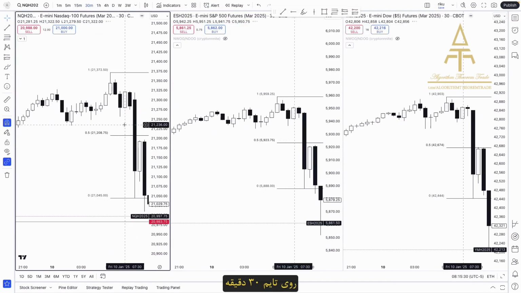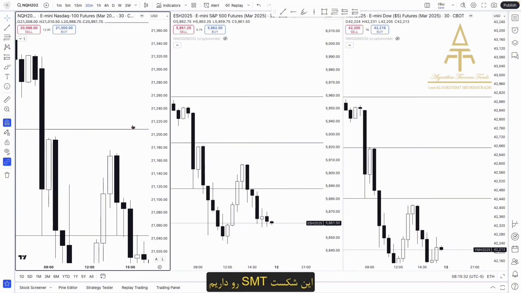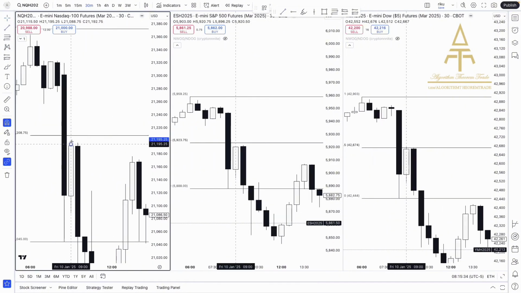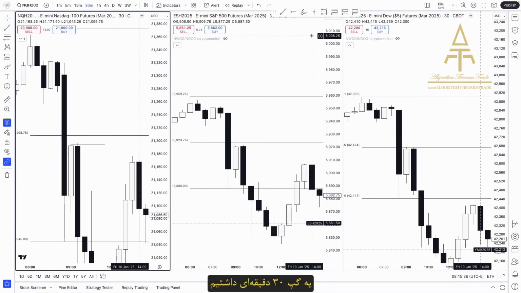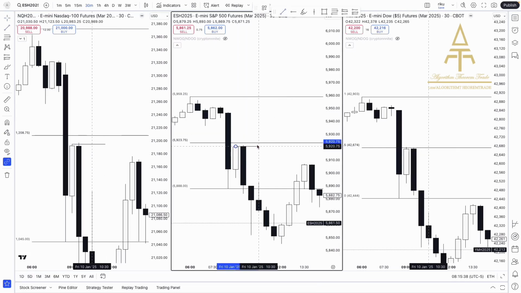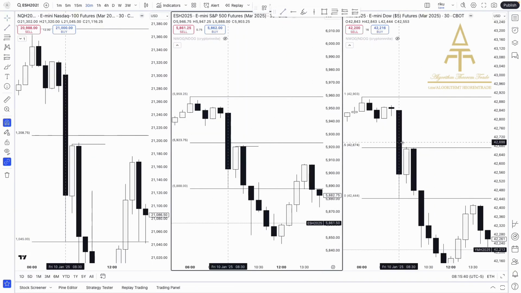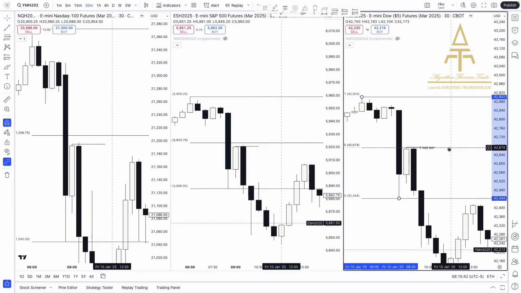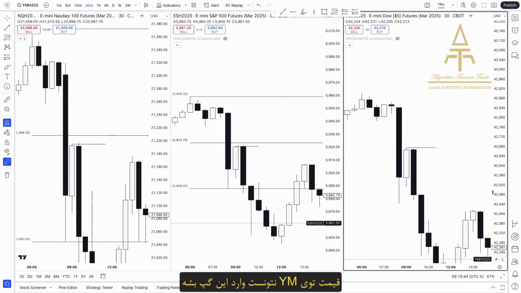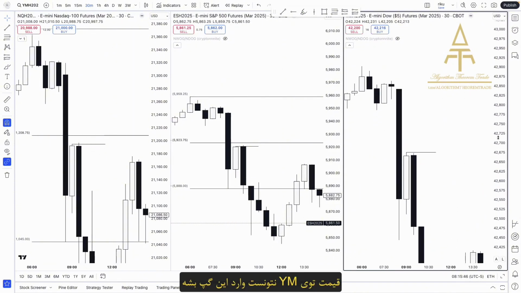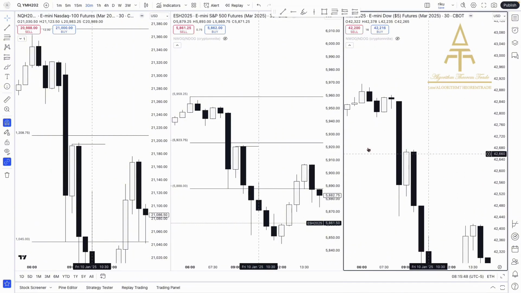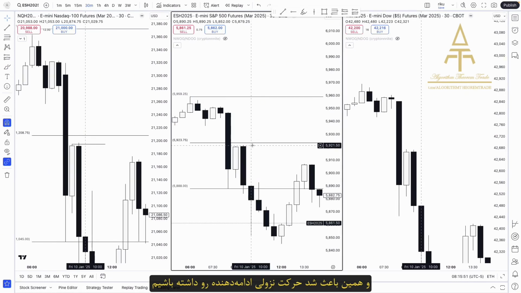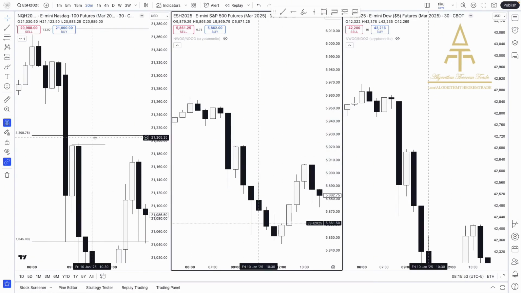On the 30-minute chart, we had this SMT fill. So we have this 30-minute gap. Okay, YM failing to trade into this gap. And this is what gave us this continuation lower.